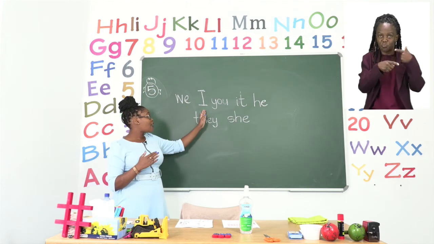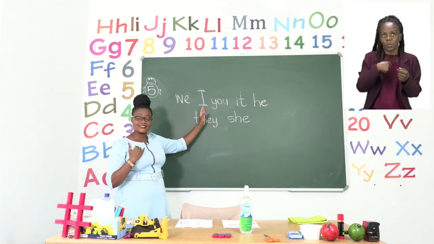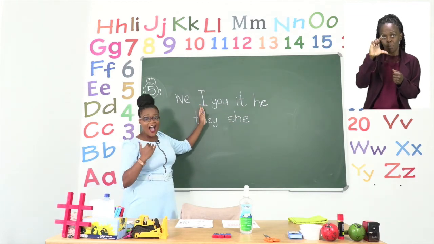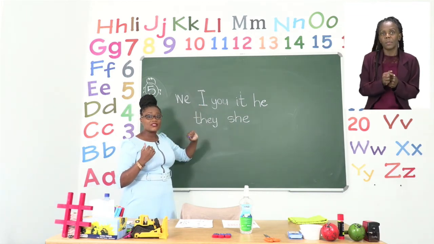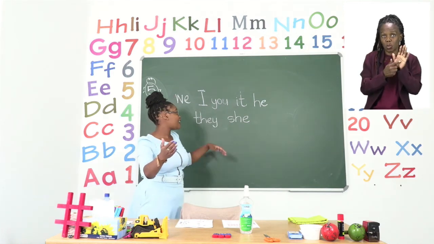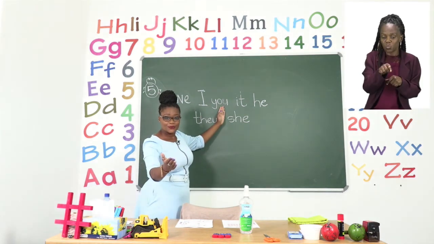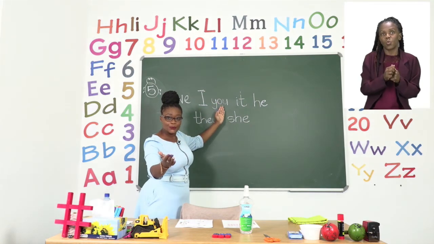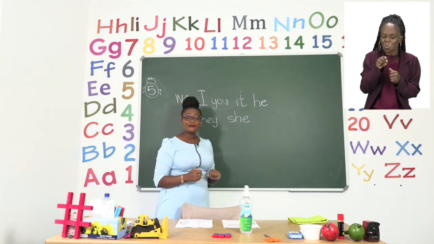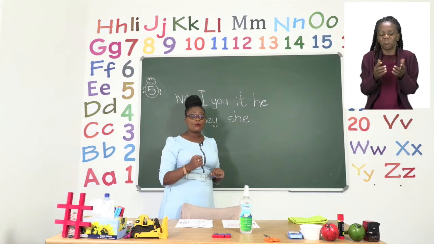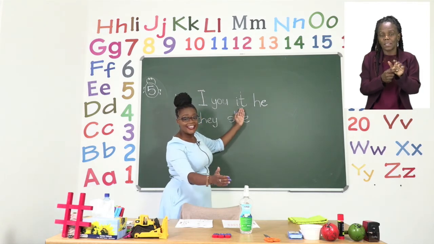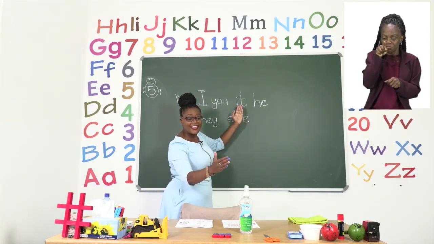Now let's revise. For yourself, you point to yourself and say I. I. For someone else, you point to that person and say you. You. If that thing is an animal or an object, we point to that object or animal and we say it. It.